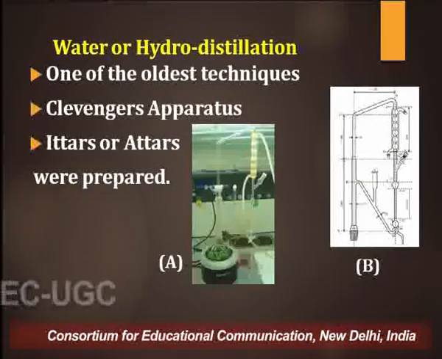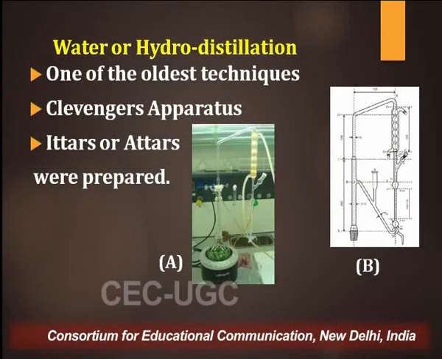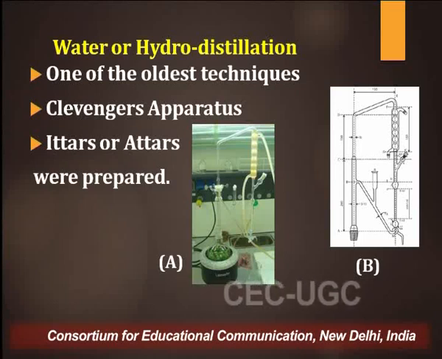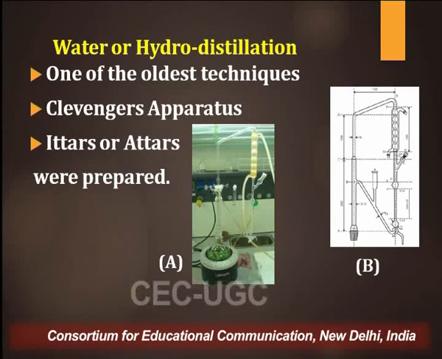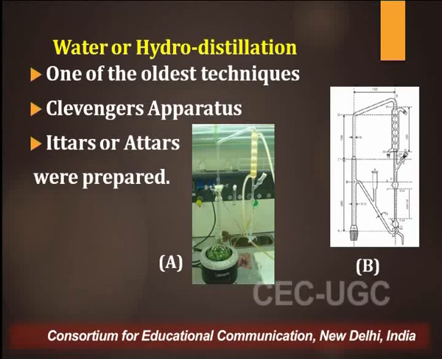Now coming to the first distillation technique, that is water or hydro distillation, and as we discussed, it's the oldest technique. At laboratory scale, the Clevenger apparatus is largely used to distill the oils, and you can see the setup of the Clevenger apparatus in picture A. The round bottom flask has the plant material and is placed in a heating mantle, and the Clevenger apparatus is attached to the round bottom flask.